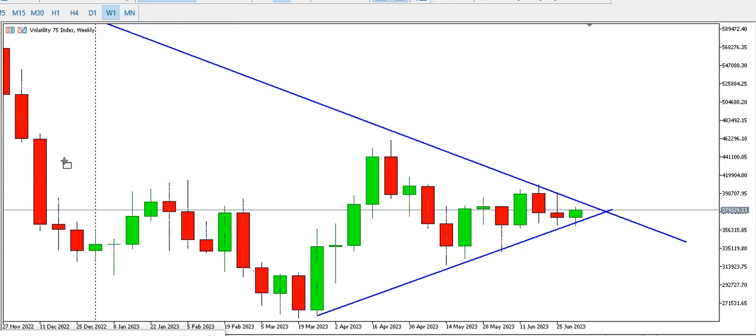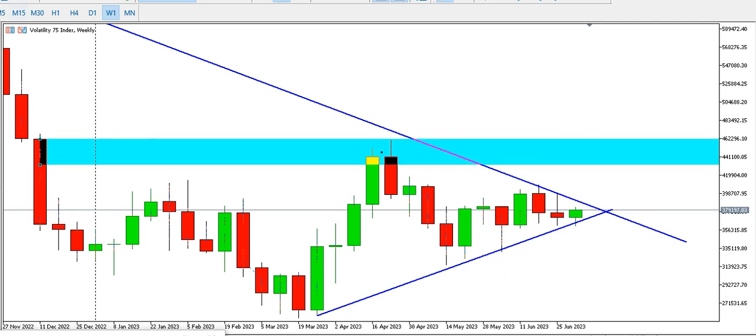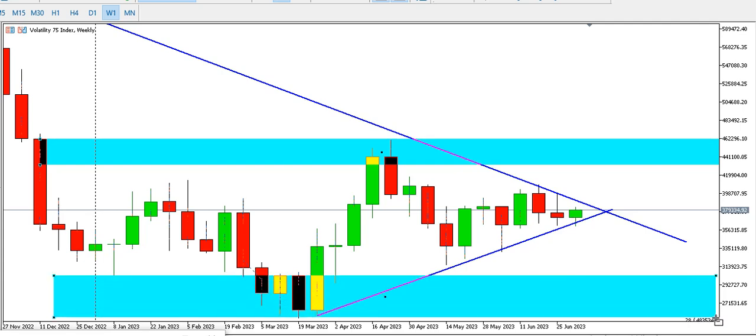V75 price, let's take this as our range high, and this as our range low. So V75 index has been ranging for months, but one day it's going to break out of this range. But currently we have a triangle. Price is currently ranging and confined in this particular triangle. With a breakout of this triangle, price might likely go in one direction.